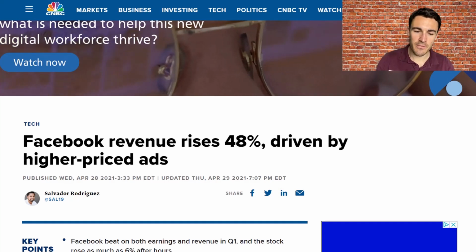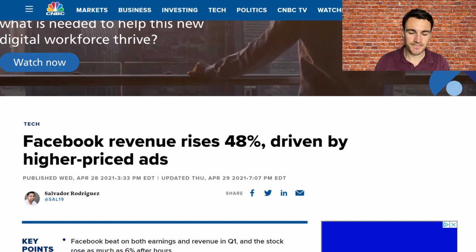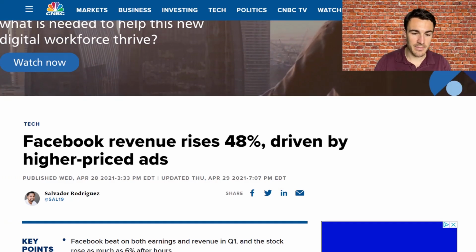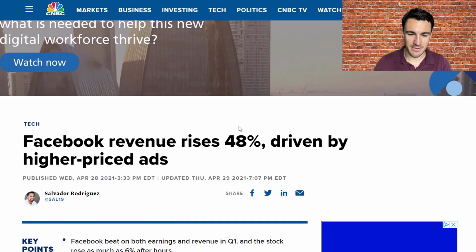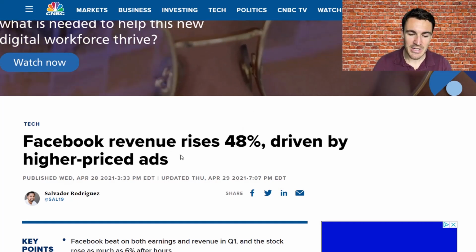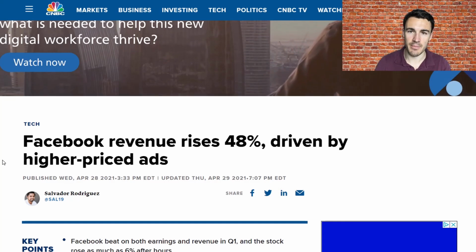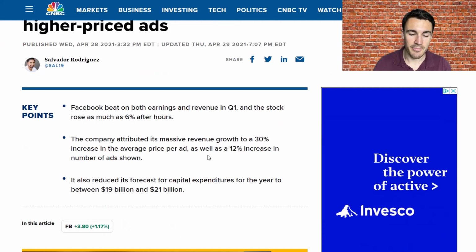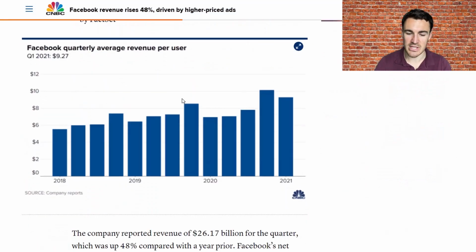So before I get into Facebook ad costs decreasing, there's something I wanted to share which I think is really important. Now this is an article from CNBC on their website, and all the major news outlets have reported on Facebook's profitability in Q1 of 2021. And you can see that their headline is Facebook revenue rises 48% driven by higher priced ads, okay? So immediately that tells you a lot. But if I scroll down to some interesting stuff, I want to show you first this graph, okay?